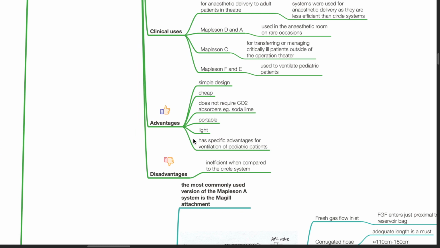Advantages: Mapleson systems have a simple design, they are cheap, they do not require CO2 absorbers, they are portable and light, and have specific advantages for ventilation of pediatric patients. However, Mapleson systems are inefficient when compared to the circle system.